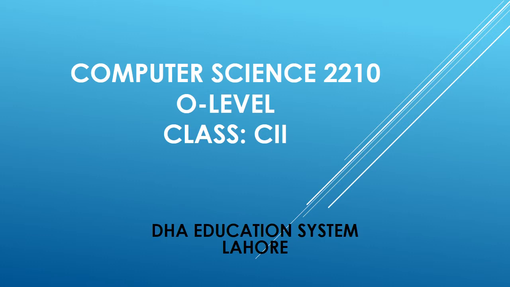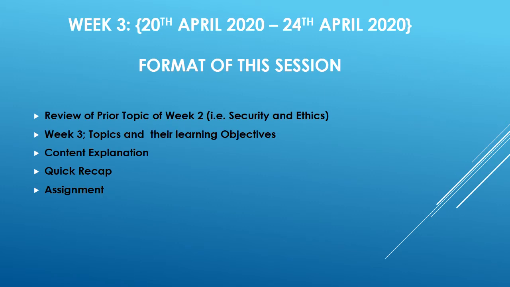Course code is 2210. In week 3 for class C2, the format of this session will be carried out by reviewing the topics covered in week 2, that is security and ethics. Then the topics to be covered in week 3 and their learning objectives will be discussed. I'll explain the content of this lesson through diagrammatical representations and web charts. Then the recap will be taken, and in the end an assignment will be given that you can download from the DHA portal to solve.